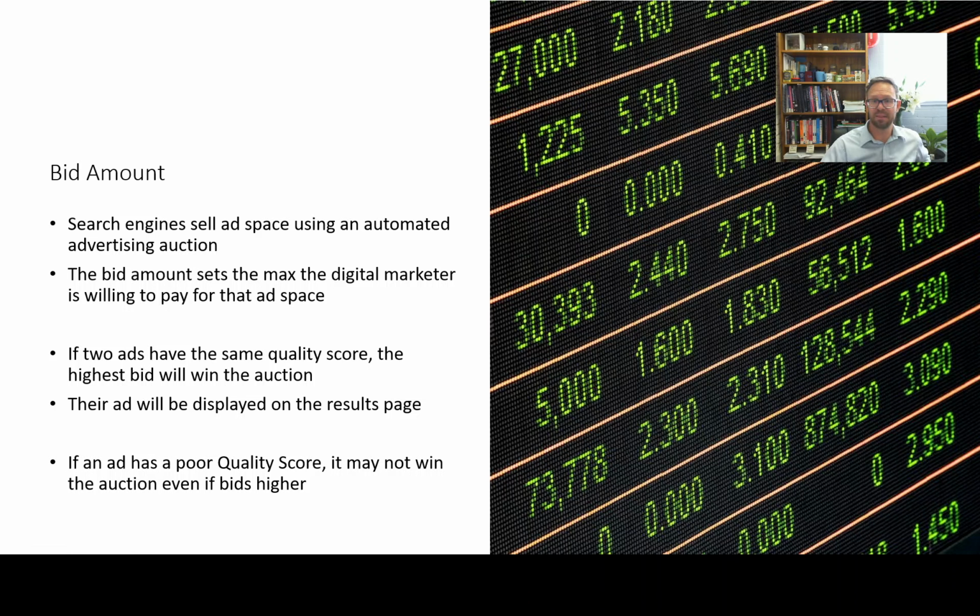If someone's bidding higher than us but has a bad score, and we're bidding just lower but have a good score, we could be winning those auctions and paying less, which shows the importance of quality. If you win the auction, your ad will be displayed on the search engine results page. The position will be determined by other factors. If an ad has a poor quality score, it may not win the auction even if it bids higher.